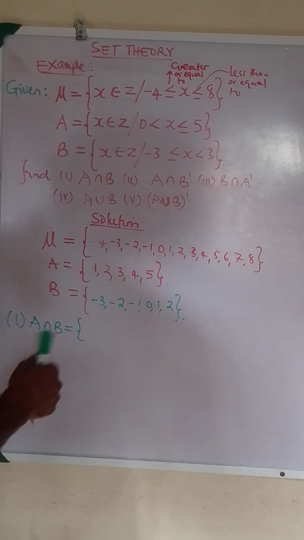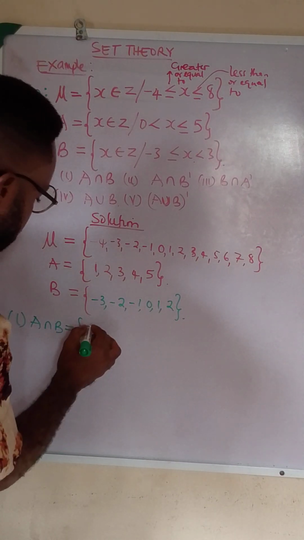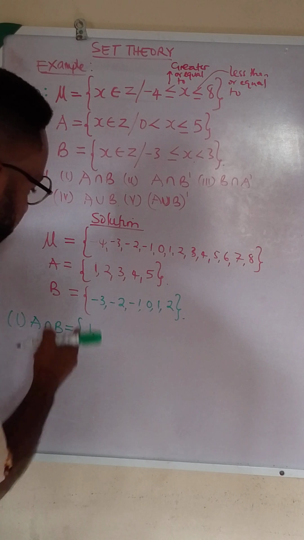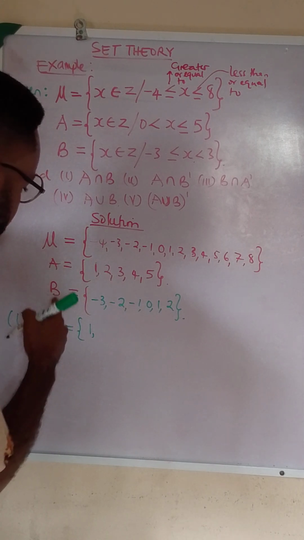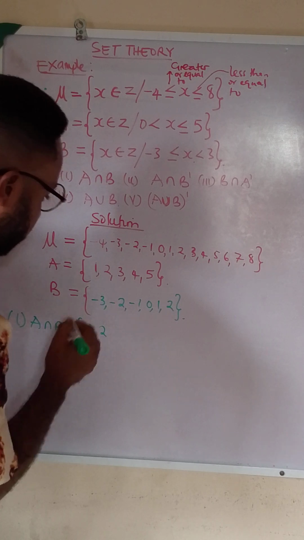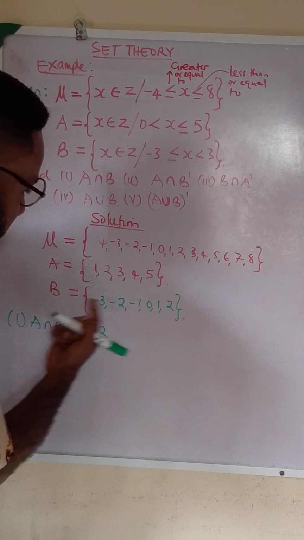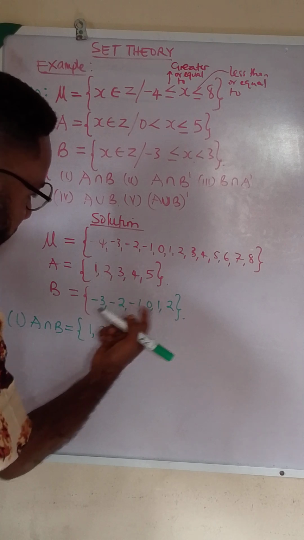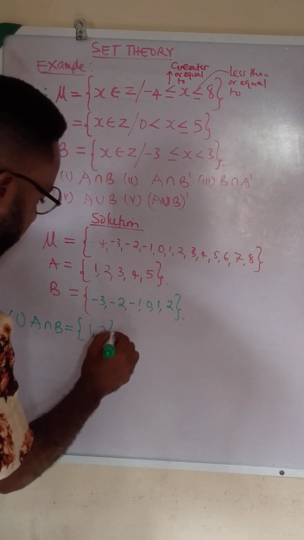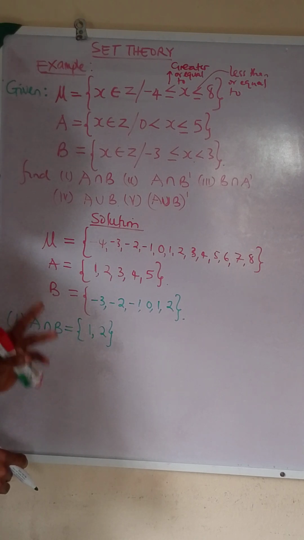If you look at set A, we have 1, and again we have 1 in set B, so 1 is part of it. We have 2 in set A, and there is 2 in set B. We have 3 in set A, there is no 3 in B. What we have is minus 3. 4, there is no 4. 5, there is no 5. So A intersection B is 1, 2.